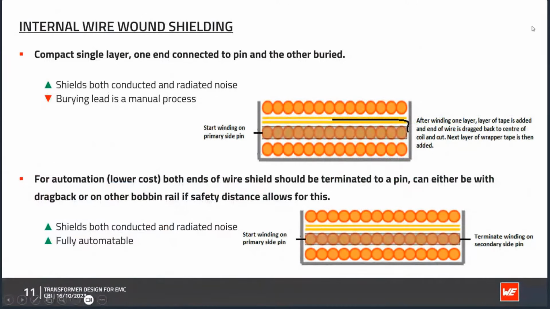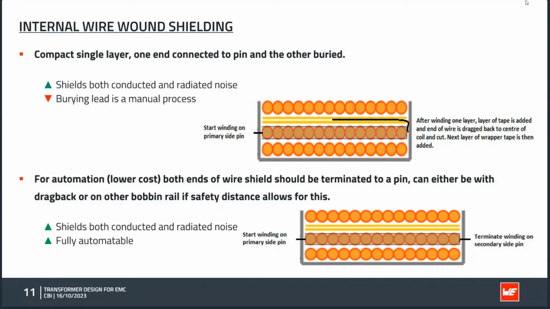Then if the copper foil is a little bit too expensive for the application, just if the transformer is very much cost driven and you want a cheap solution, then we can also offer a wire wound shielding. It is physically the same. We still put a shield winding between the primary and the secondary. The shield winding is not allowed to short to itself. But this time we wind the shield with wire instead of foil.